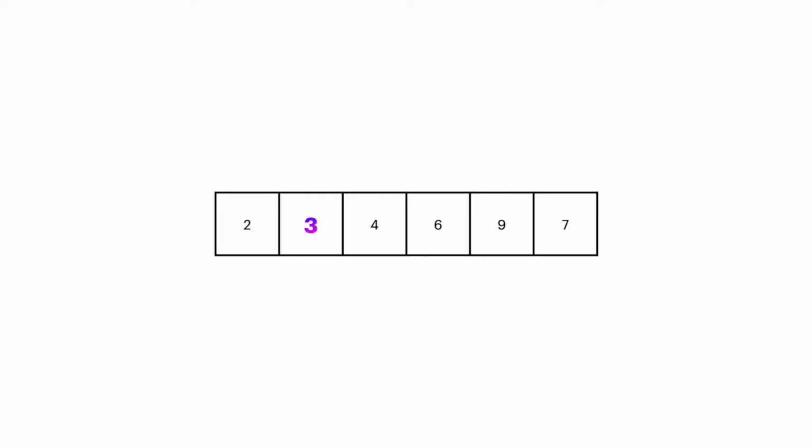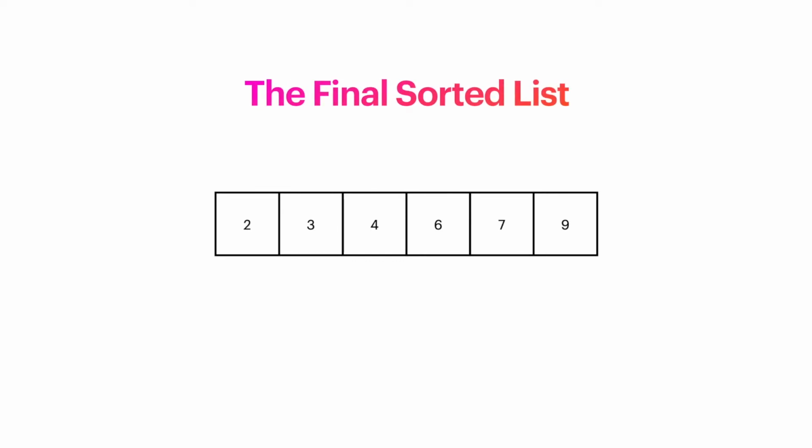Now moving on to the final element, which is 7, we see that only the element 9 is greater than 7. So its position is incremented by 1 and so 7 is placed in its correct position and the list is now completely sorted. So this is the final sorted list, and let's quickly check out the pseudocode for insertion sort.